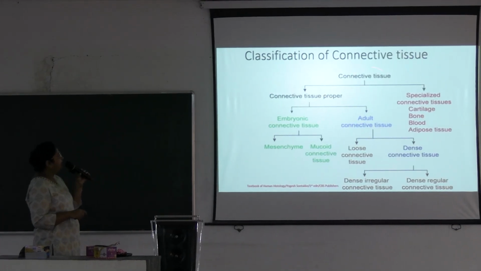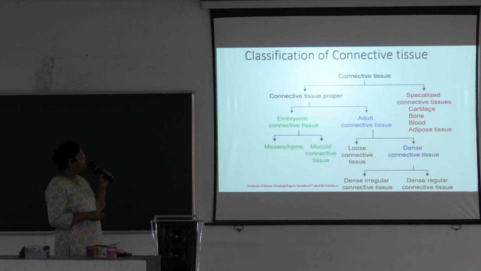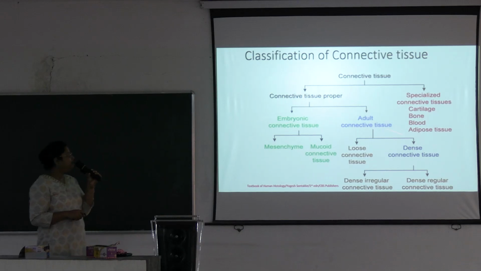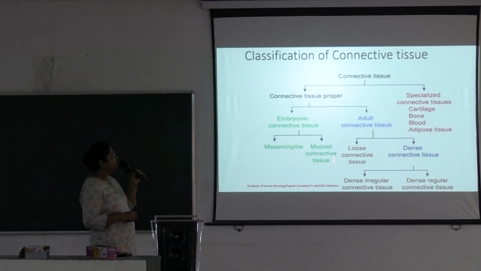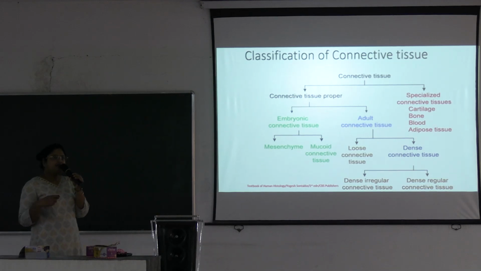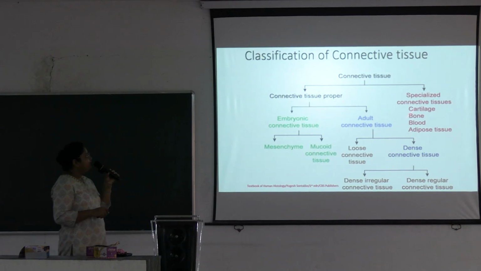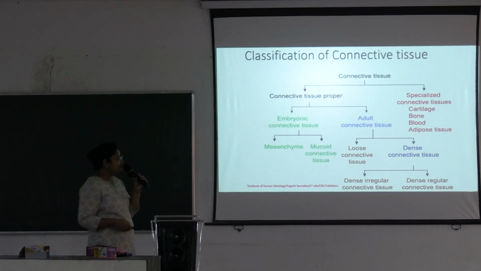Okay, so this chart you remember, connective tissue divided into connective tissue proper and specialized connective tissue. And this connective tissue proper is divided into embryonic connective tissue, adult connective tissue. Embryonic connective tissue is of two types: mesenchyme and mucoid connective tissue. Adult connective tissue is of loose connective tissue, dense connective tissue. Dense is again divided into two: dense irregular and dense regular connective tissue. And specialized connective tissues are cartilage, bone, blood, and adipose tissue, and the hemolymphatic tissue. Okay. Next.